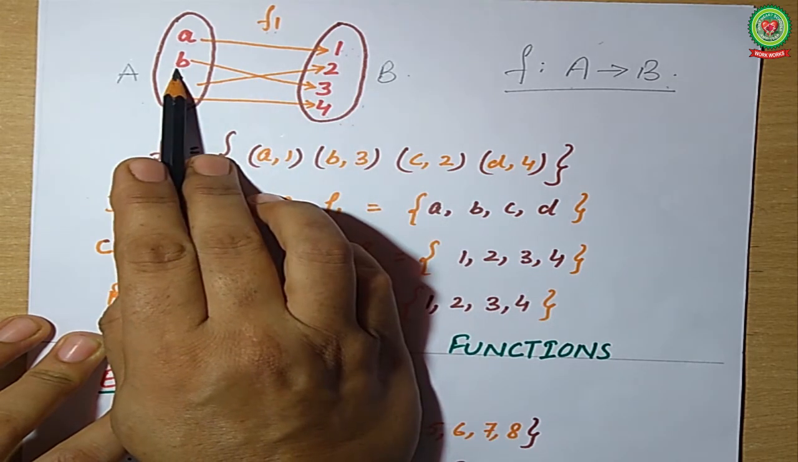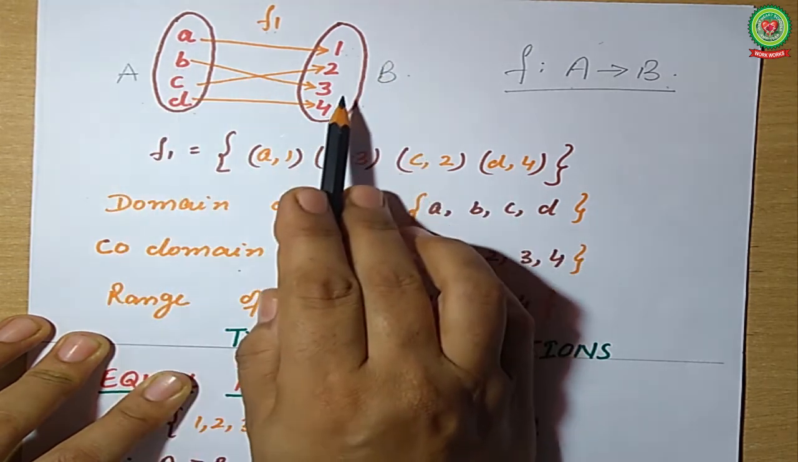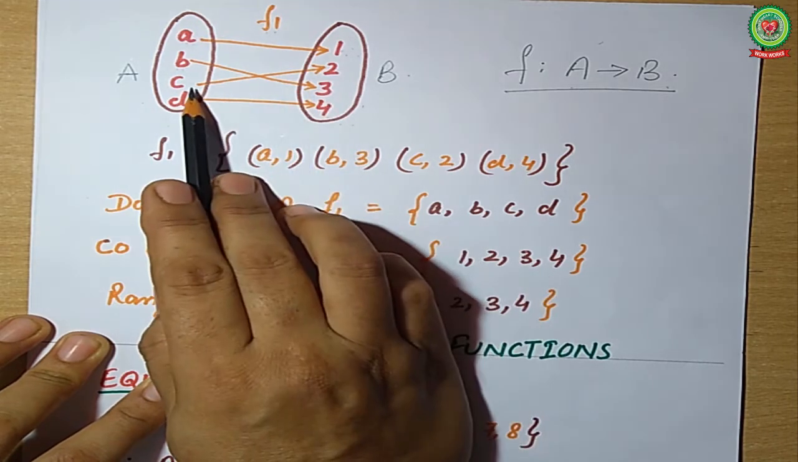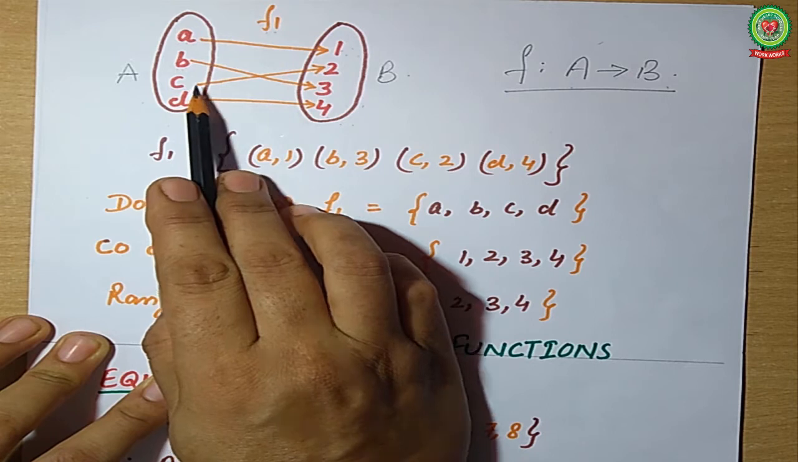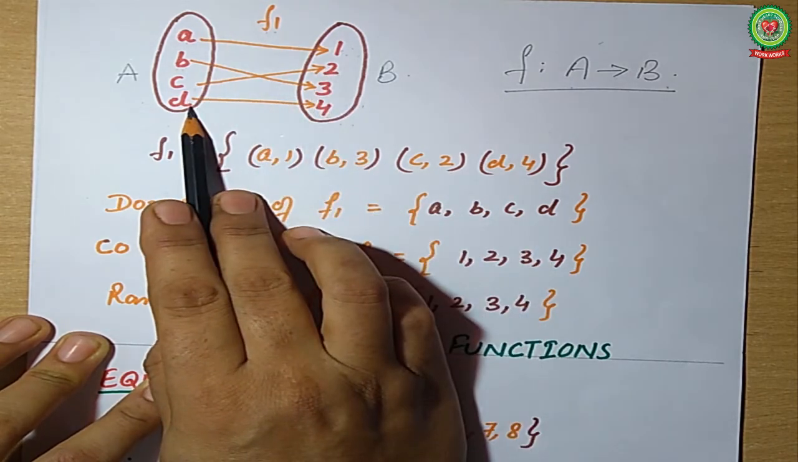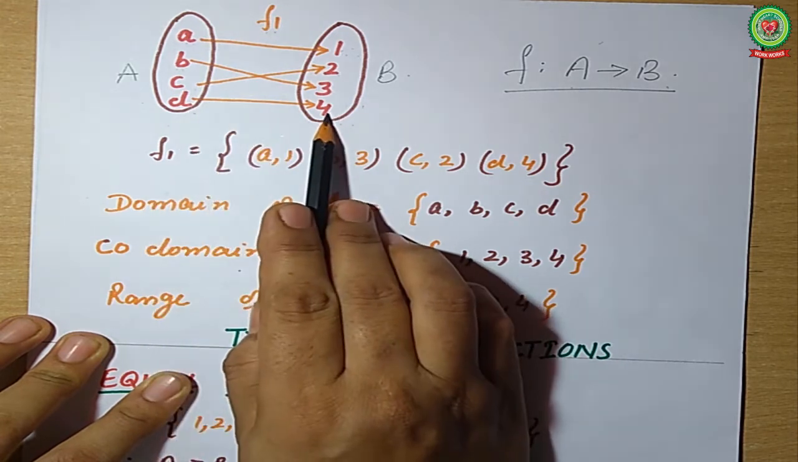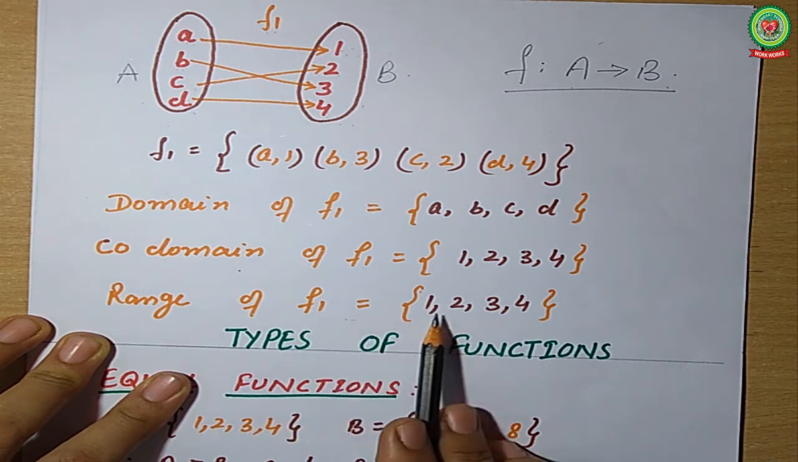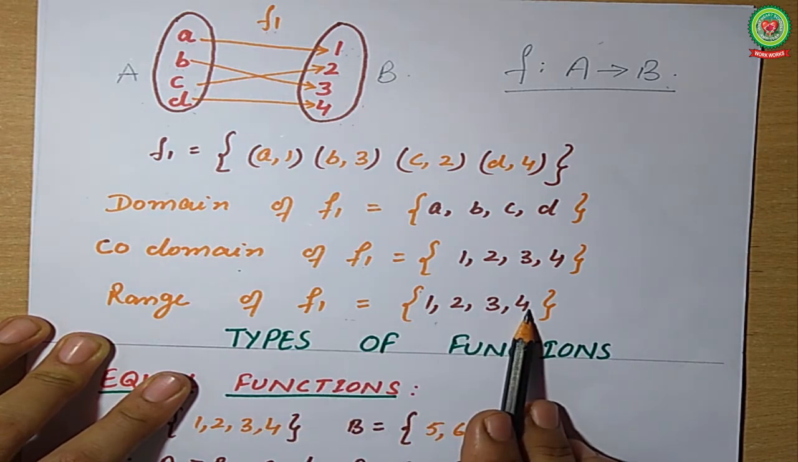B is having an image in set B, that is 3. So 3 is also in the range here. C element is also having an image, that is 2. So 2 is also in the range here. D element is also having some image, that is 4. So 4 is also in the range there. The range of F1 is 1, 2, 3 and 4.